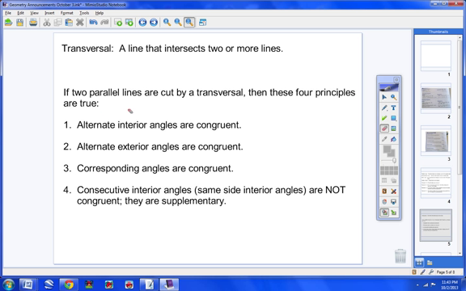I will probably ask you when two parallel lines are cut by a transversal, what three types of angles are congruent? And you're going to say alternate interior angles, alternate exterior angles, and corresponding angles. And then I'll say, what type of angles are supplementary when two parallel lines are cut by a transversal? And you're going to say consecutive interior angles or same side interior angles. Okay, you need to know this, be able to list those out.